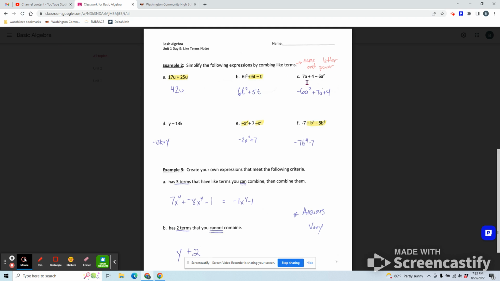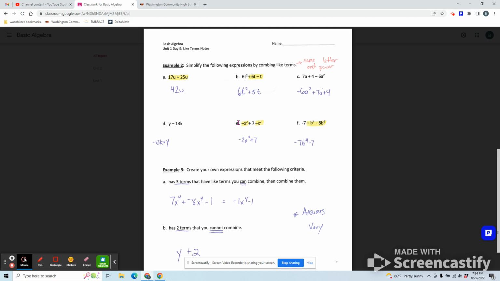So over here, I don't have any a's. Well, you're thinking, that's an a right there, but that says a squared. That's not the same as just a. Same letter, yes, but it has to be the same letter and the same power. So this one has nothing in common. There's no like term, so you just rewrite the expression. That's it. Just like in this one, I rewrote the expression. Now, if you wrote y minus 13k, that's fine. If you wrote negative 13k plus y, that's fine. It doesn't matter.